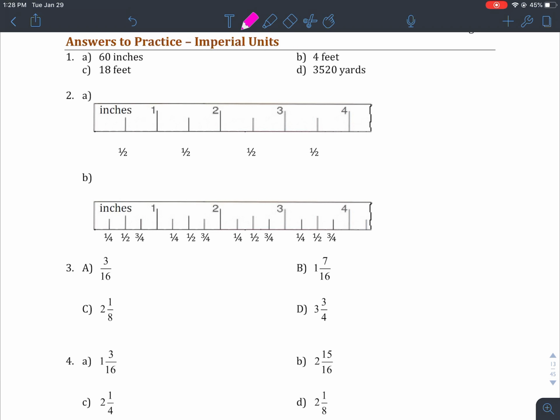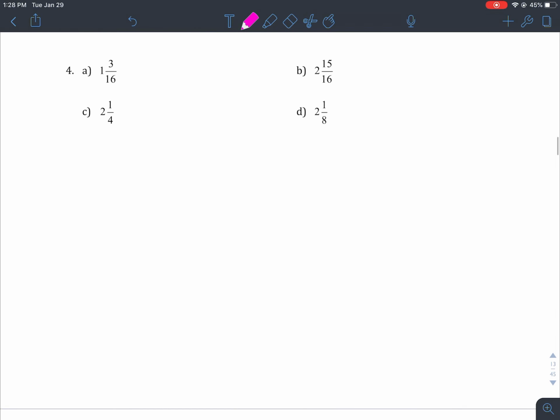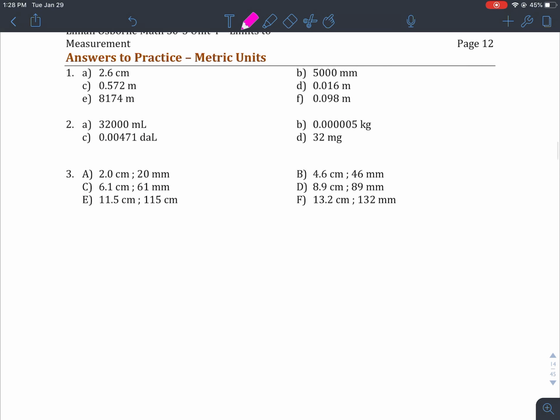Okay, if you tried those ones, here are the answers to the imperial unit page. And here are the metric unit answers.